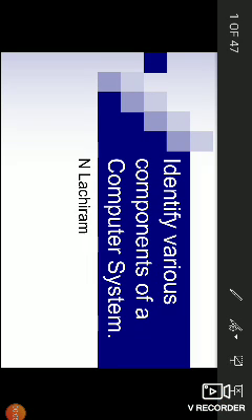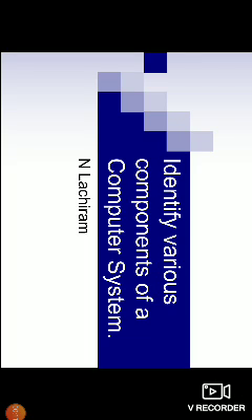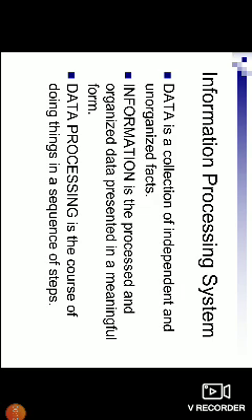Hello everyone. Today's topic is identifying various components of a computer system. So first, information processing system. Data is a collection of independent and unorganized facts. Information is the processed and organized data presented in a meaningful form. Data processing is the course of doing things in a sequence of steps.